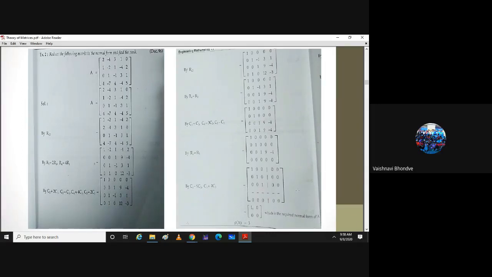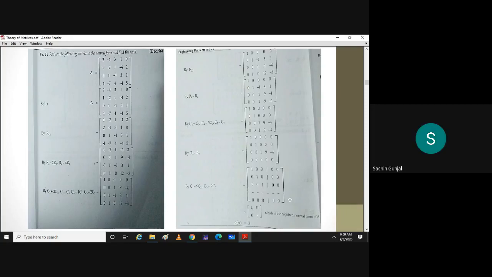What if the element A45 would have been non-zero? There are 4 rows only, so you are talking about A45. Can you tell me the rank in that case? Smart answer. Sir, 1. Still 3. Are you sure? Sorry, it would be 4.